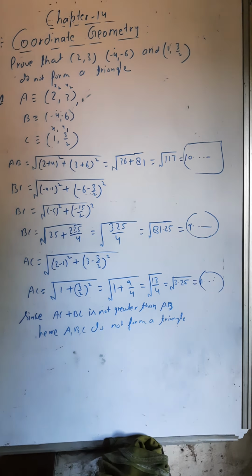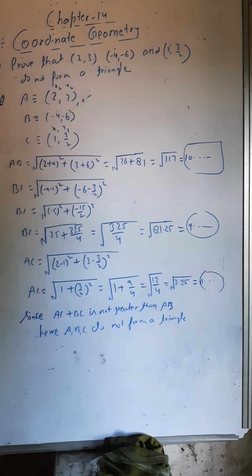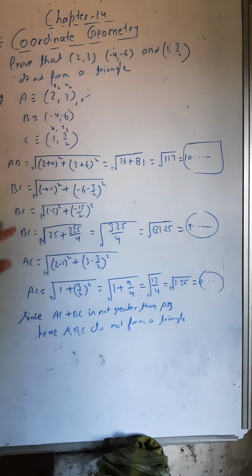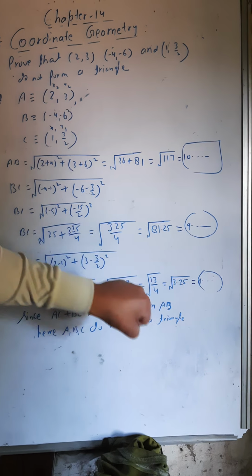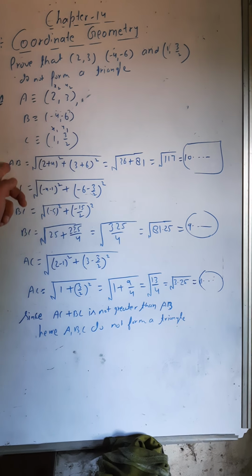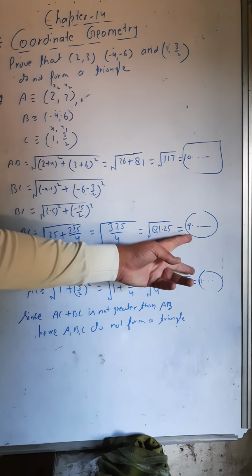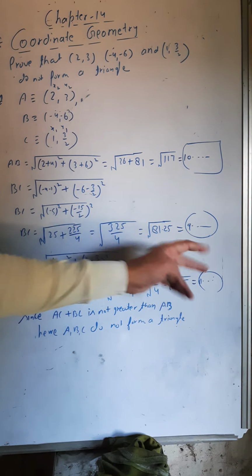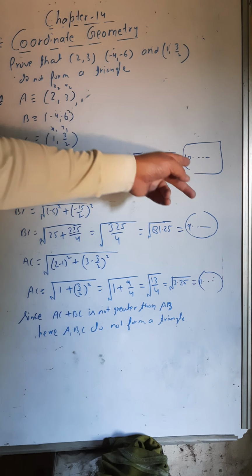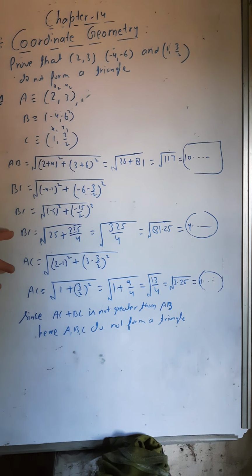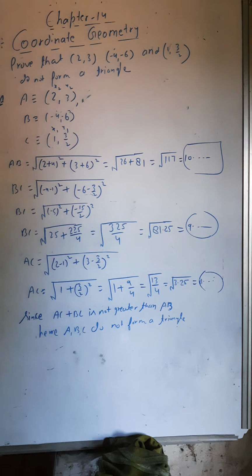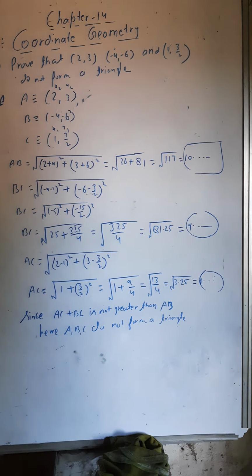Okay, so here A, B, C will not form a triangle. Why do they not form a triangle? Because the sum of AC and BC is not coming greater than AB. This sum should be coming 11 or 12, but it is coming 10 point something, and AB is also 10 point something. But this one is more. So is this one more or less? Less. So hence you can say AC plus BC is not greater than AB. Hence A, B, C do not form a triangle.